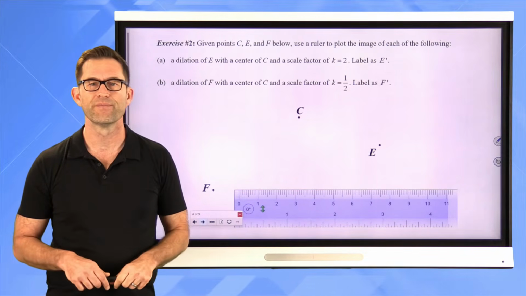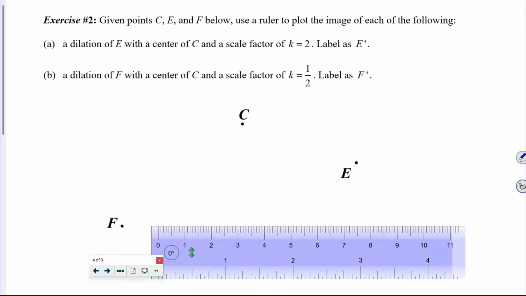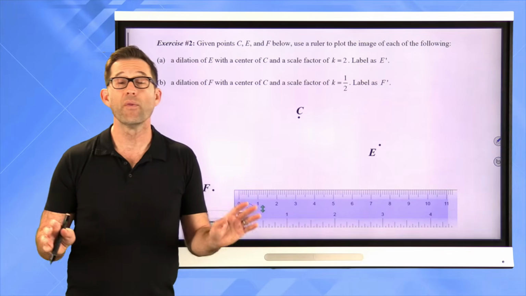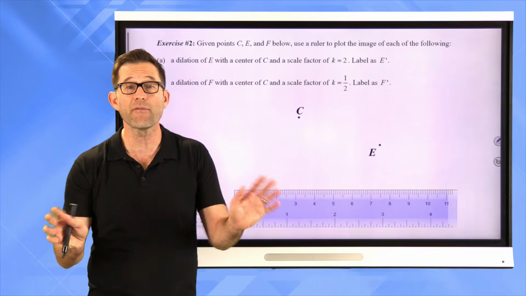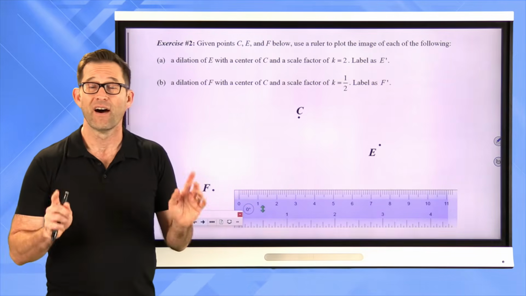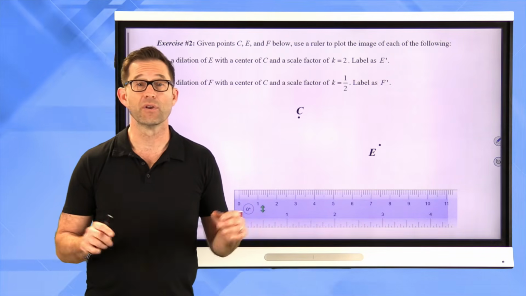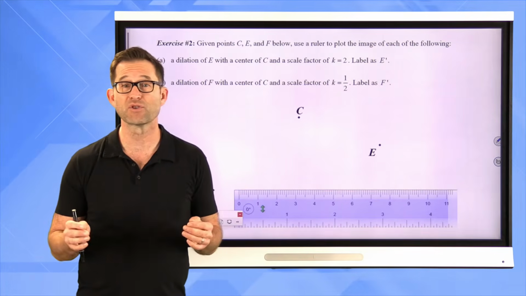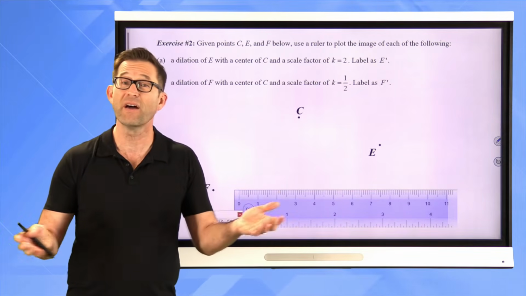Exercise number 2. Given points C, E, and F below, use a ruler to plot the image of each of the following. A ruler, not just a straight edge, but a ruler. Letter A: dilation of E with a center at C and a scale factor of K equals 2. Label as E prime. I know that some geometry teachers would say never use a ruler in geometry. I think that's really weird. That's like never using a thermometer in chemistry or a scale in physics, but whatever.